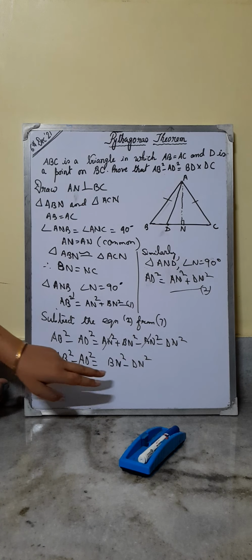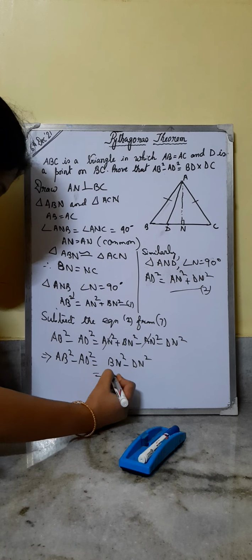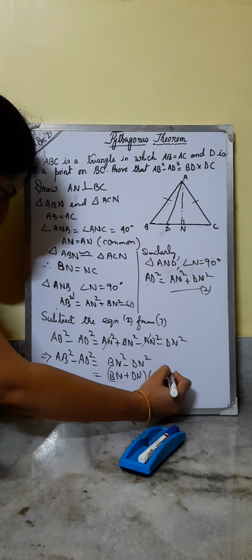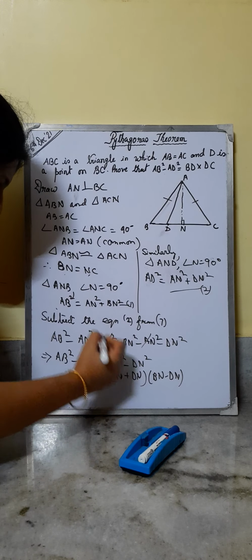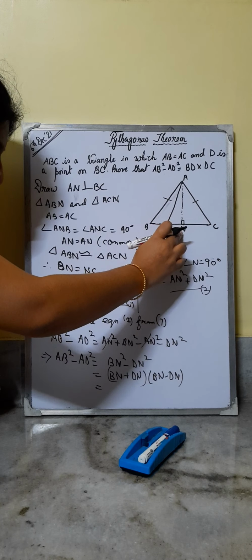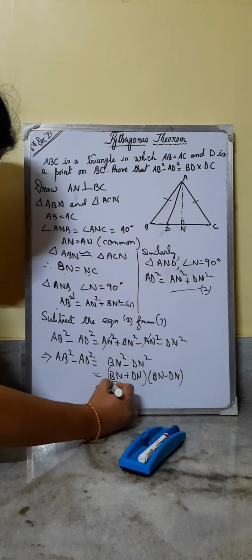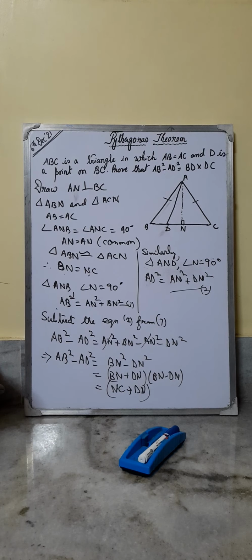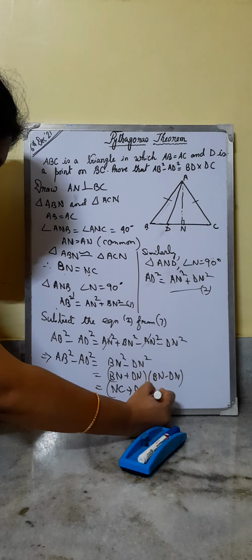Now see, this is the formula we can use: A square minus B square is A plus B into A minus B. So we can write BN plus DN into BN minus DN. BN means NC, which we already proved. In place of BN we can write NC plus DN. And here BN minus DN means BD. We can write here BD.